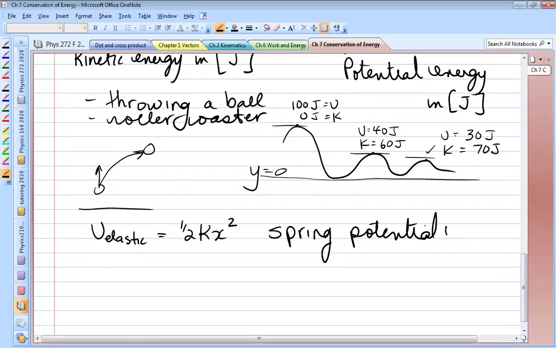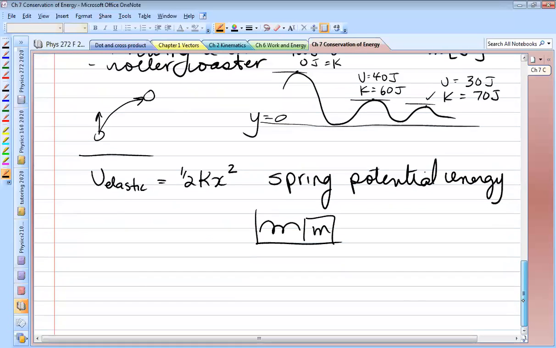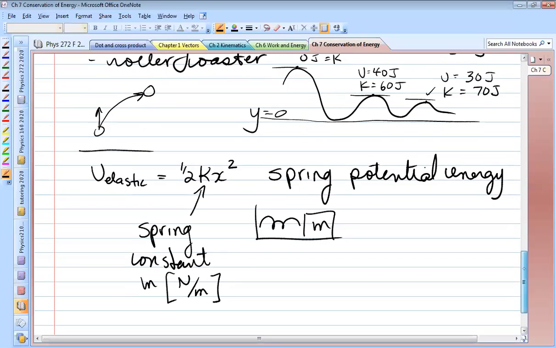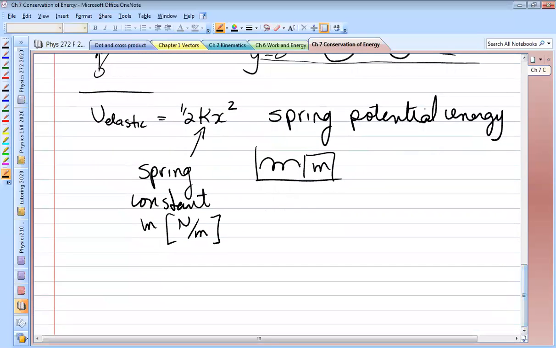Could be a bungee cord, could just be a regular spring, mass on a spring. So what I mean by that is a spring like this. K, that's the spring constant. That's how stiff the spring is. So if K is a big number, it's a very taut spring, like on a trampoline or in your car. And the units for K are newtons per meter. That's a property of the spring. As long as you don't wreck the spring, go past its elastic limit, that remains constant.